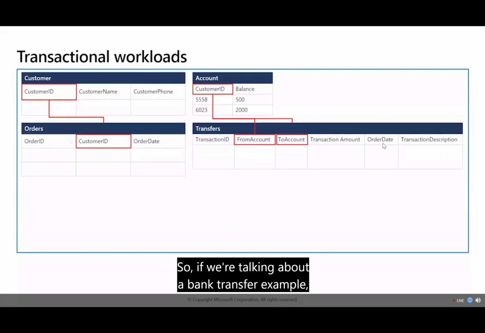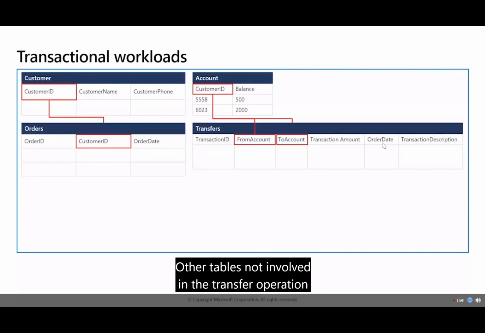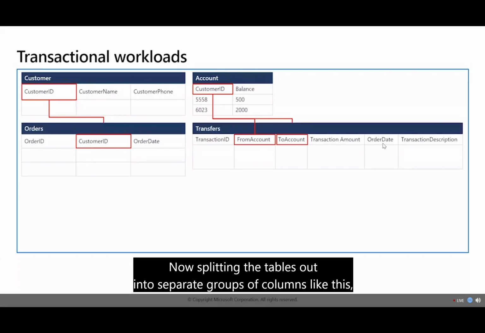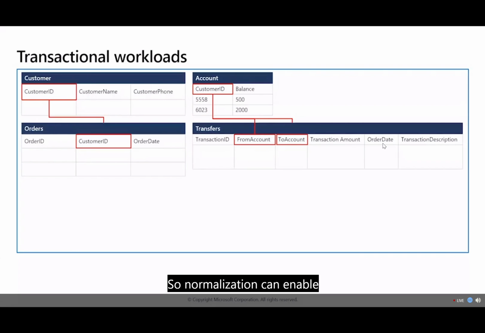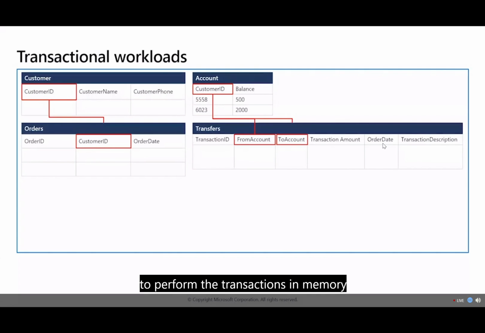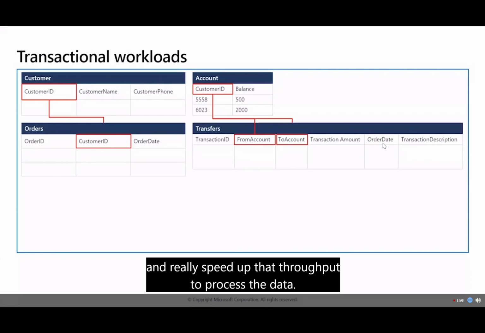If we're talking about a bank transfer example, then we might have a table that holds information about the funds in an account, which might contain the customer account number and the current balance. Other tables not involved in the transfer operation would hold information like the name and address of the customer, and maybe account history. Now, splitting the data out into separate tables like this is called normalization. Normalization can enable a transaction system to cache the information required to perform the transactions in memory and really speed up the throughput to process the data.